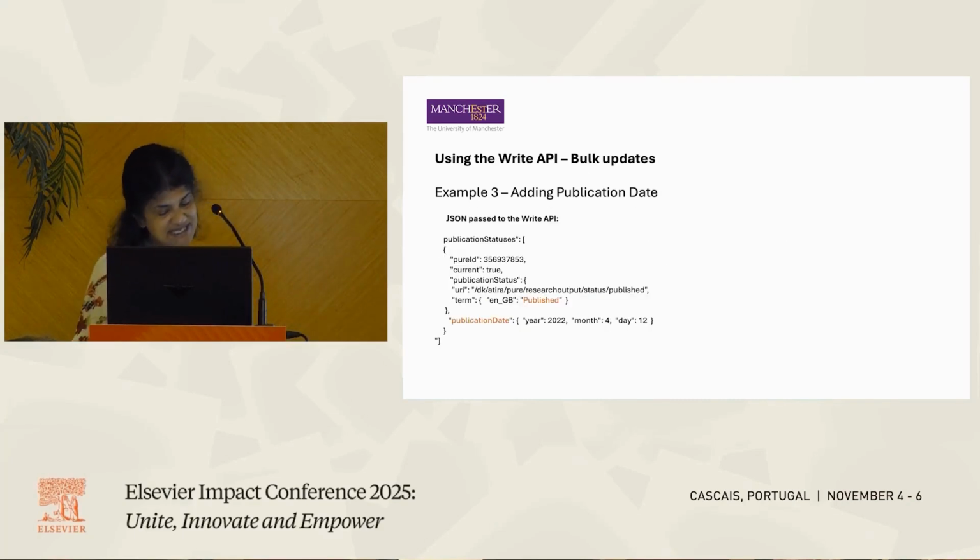So this is the example JSON data. You can see we have to make sure we include the Pure ID, and the publication status is set to published, and we are also setting the publication date here, like 2022/4/12. So these are some examples of using the write API.